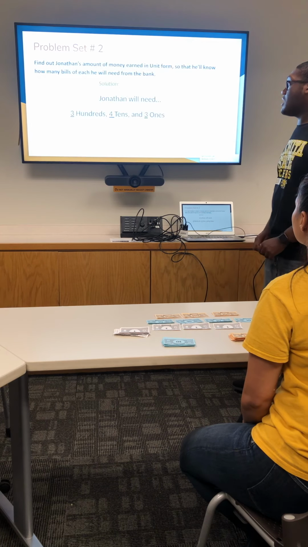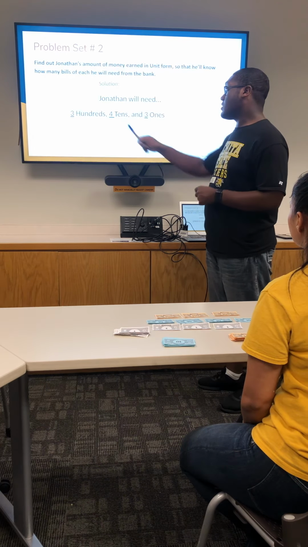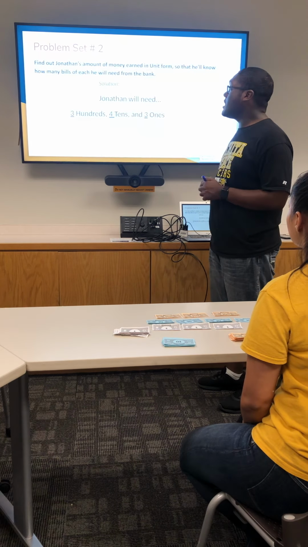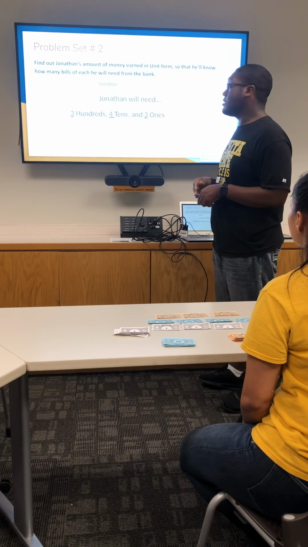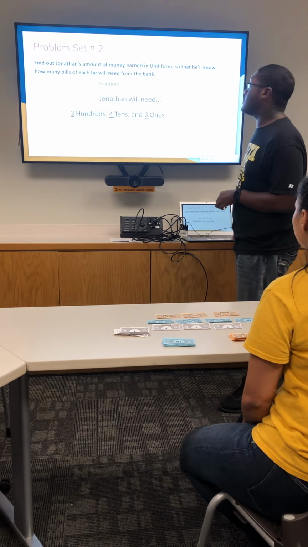So if we wanted to put that in unit form, we would say that the bank needs to give him 3 hundreds or $300 bills, 4 tens or 4 $10 bills, and 3 ones, 3 $1 bills.